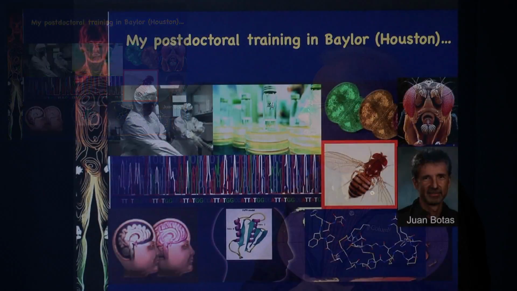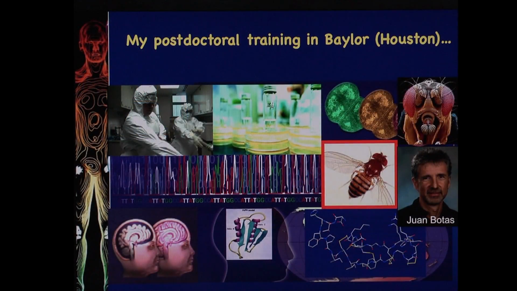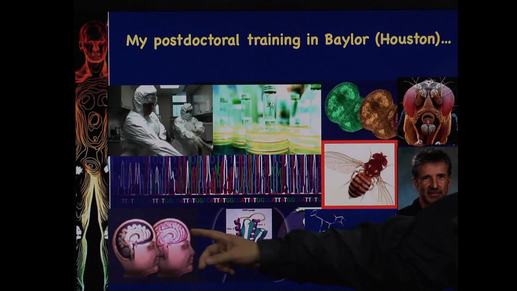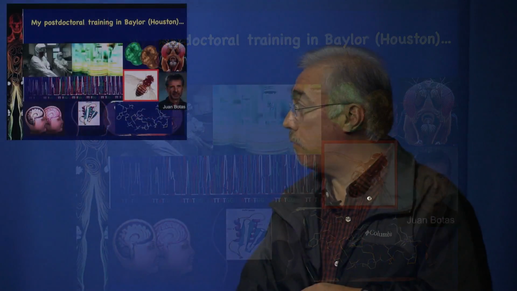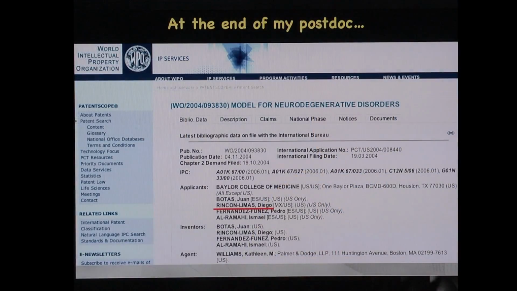After my graduate tenure, I went to Baylor and spent a few more years there, working, as I told you, on developmental biology, and then I started to work on neurodegenerative diseases. We started to make the first models of these diseases, and by the end of my postdoc, my boss was submitting an international patent for the first fly model of Alzheimer's disease. So that was a nice thing that we did.